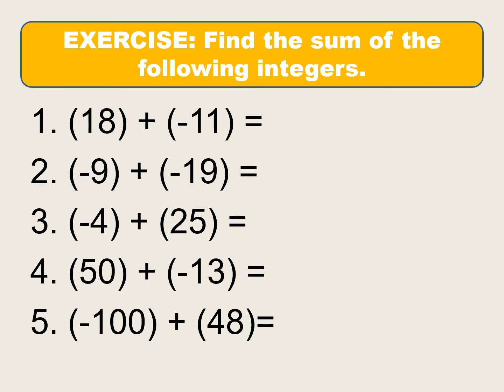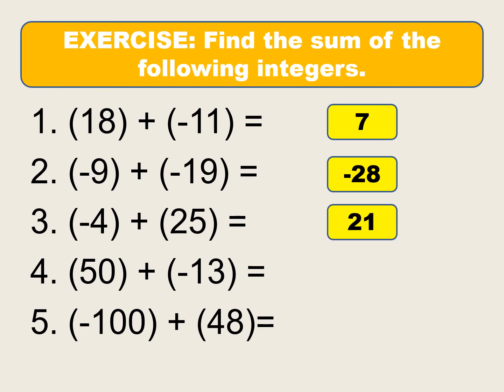Number 1, positive 18 plus negative 11. The answer is 7. Number 2, negative 9 plus negative 19. The answer is negative 28. Number 3, negative 4 plus positive 25. The answer is 21. Number 4, 50 plus negative 13. The answer is 37. And last number, negative 100 plus 48. The answer is negative 52.